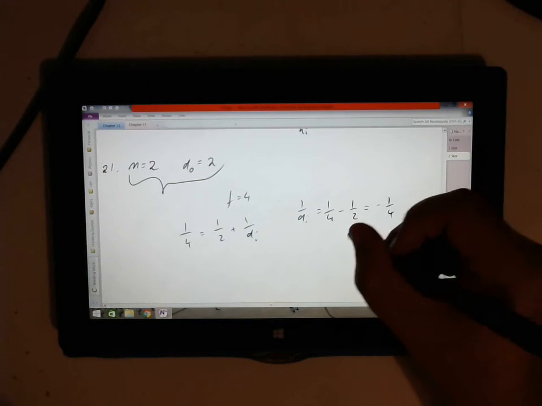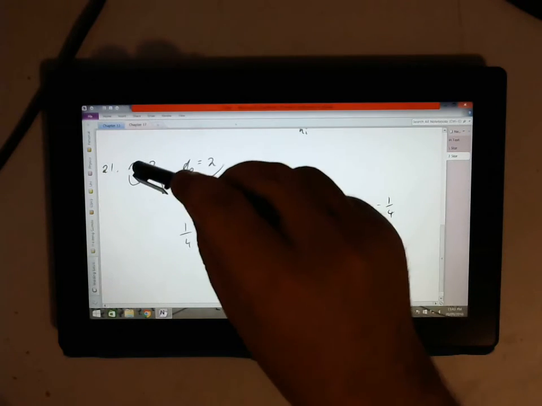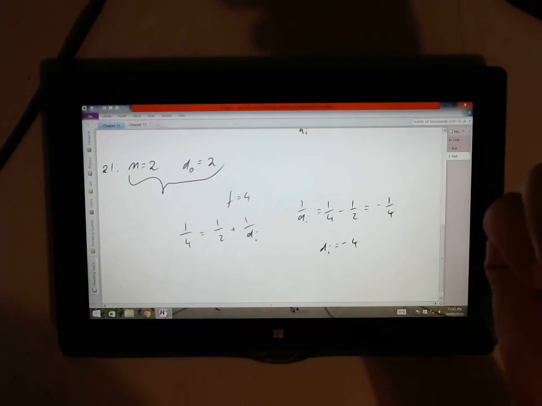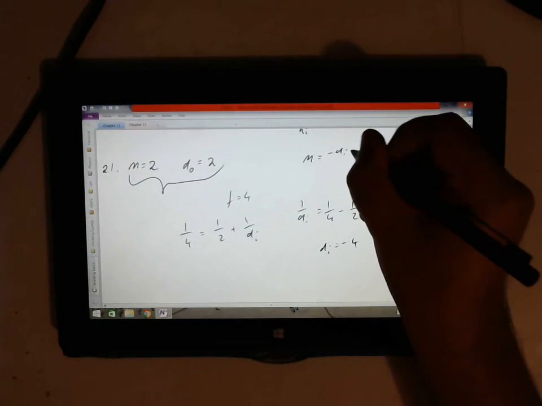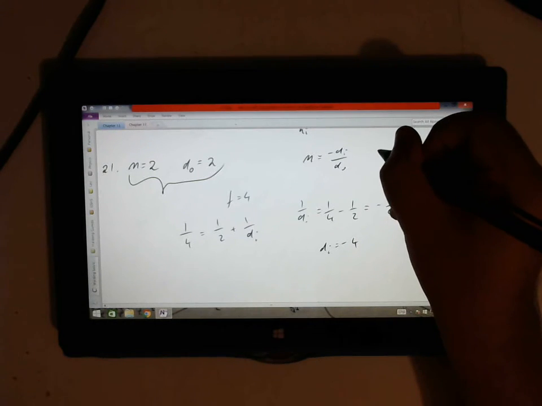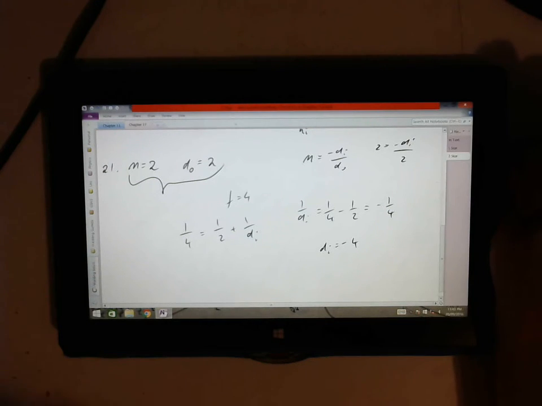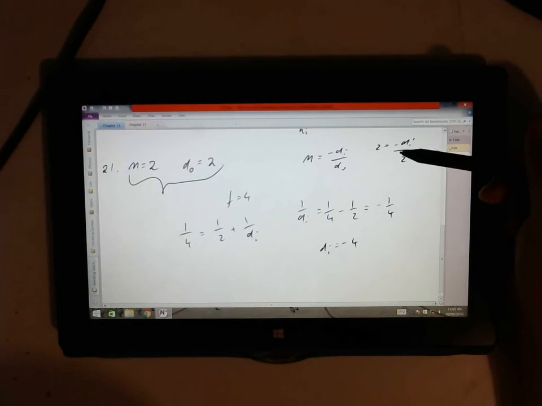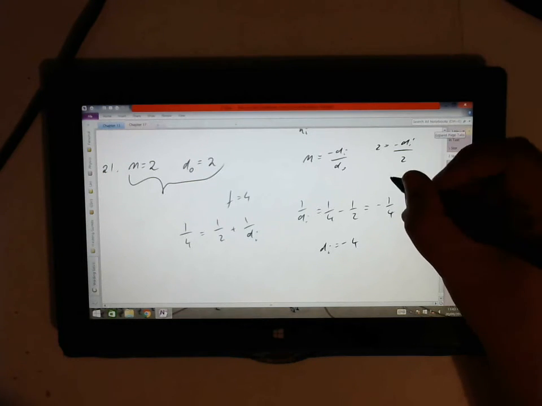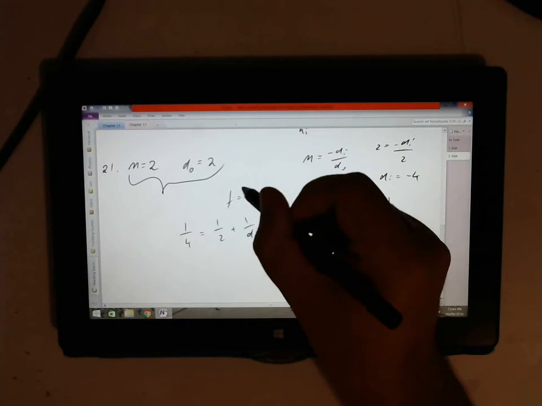So then di would equal negative 4. Okay, so I must have done something wrong here. Oh, I know what I did wrong. Before, when I had m equals negative di over do, and then I substituted it, so I had 2 equals negative di over 2, I divided when I should have multiplied. So, a simple algebraic mistake. On a question like this, I arrived at a nonsensical answer because I knew I should have had a positive f. That would have given me negative 4, and now we can see that, yep, that follows back to the correct answer.